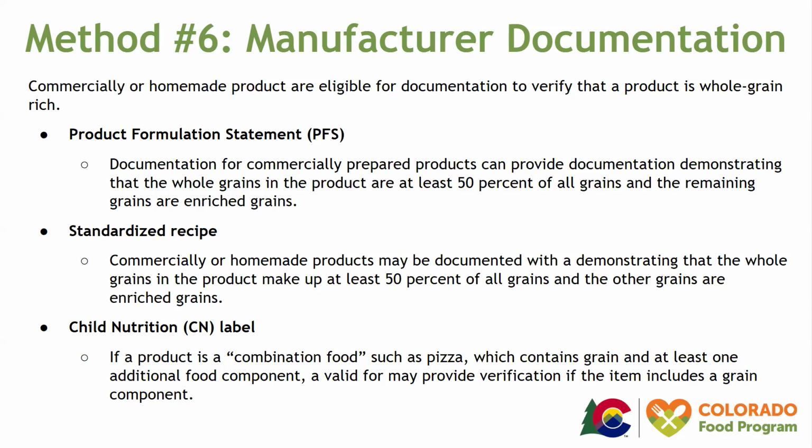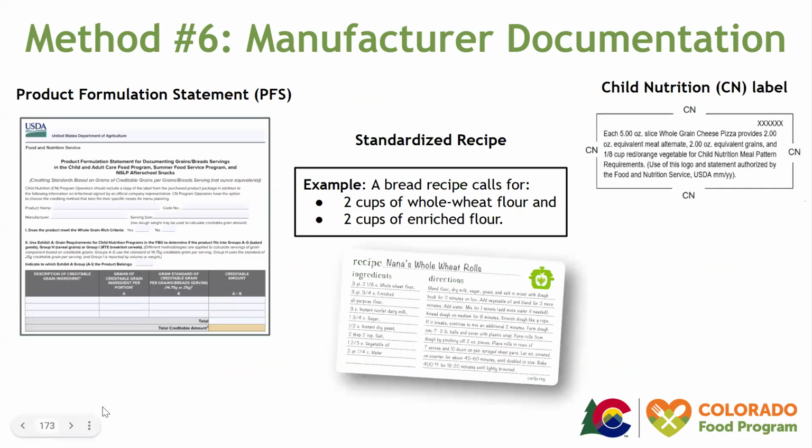And this would be valid for verification if the item includes a grain component and the grain component is listed on the CN label. All right, next slide has some examples of these. So again, the first one is the product formulation statement. This is a template that's available from USDA, so that way you have an idea of what it might look like.